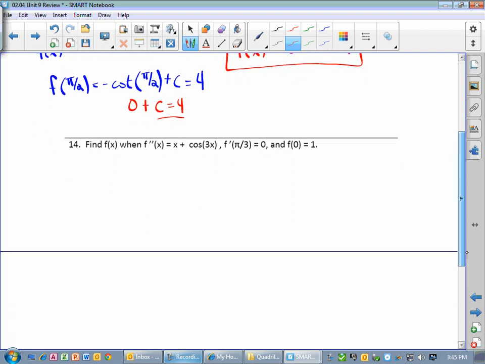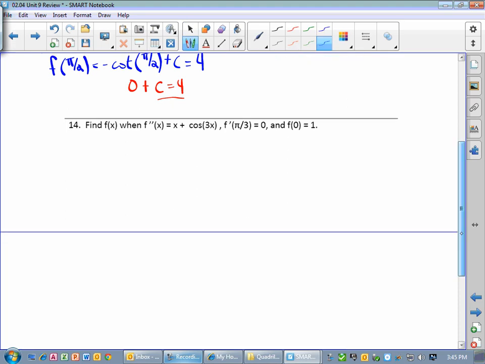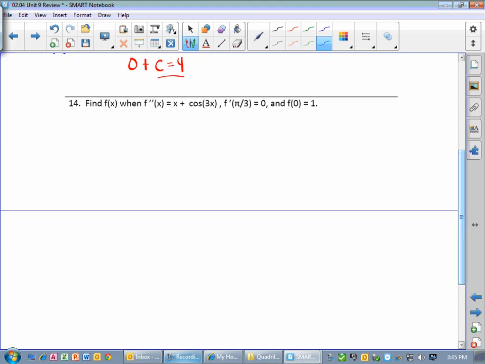Okay, on number 14, we're given the second derivative and some information. To find the first derivative, we integrate. So we'll integrate x plus cosine of 3x dx. So that's going to give us f prime of x. So I'm going to keep track of what we're doing here.